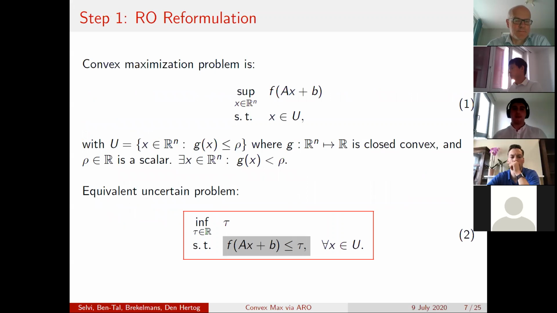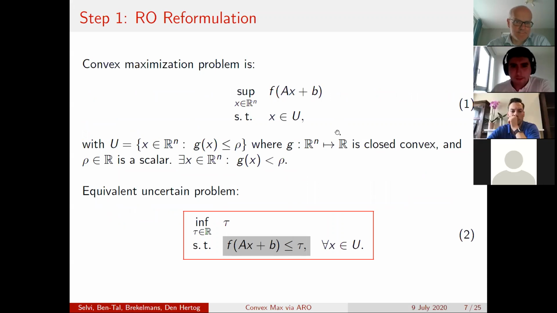Okay, so let me start with step 1. So problem 1 here is the convex maximization problem in the general form. So the feasible set U consists of a single constraint, g(x) less than or equal to rho. And g is a closed convex function, and we assume that there is a strictly feasible solution. So the equivalent problem is obtained as the following. Instead of maximizing f over the set U in problem 1, we minimize an upper bound tau such that this upper bound is a valid bound for every realization of x. So these two are a very straightforward derivation, and they are equivalent problems.